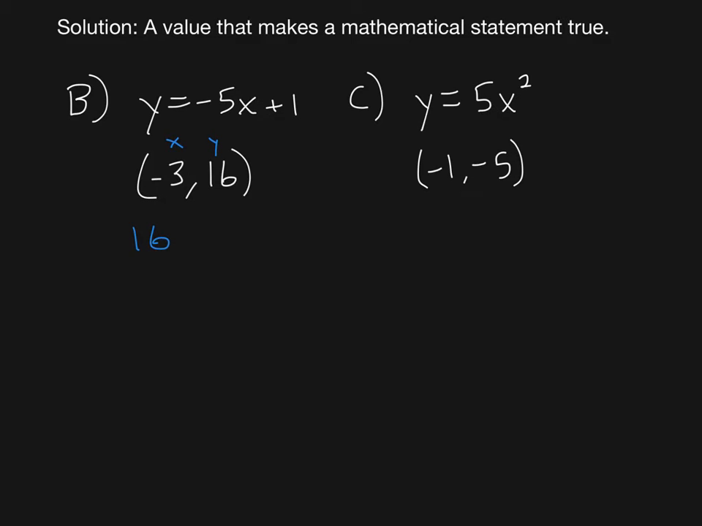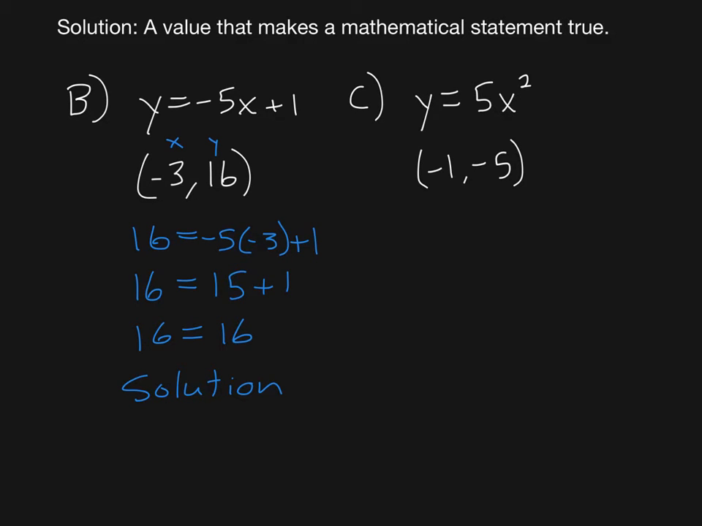We get 16 equals -5 times -3 plus 1. And we want to see if this is true. On the left we have 16. On the right we have -5 times -3. That's 15 plus 1. And indeed we do have 16 equals 16 after we evaluate it. So this is a true equation, which means that (-3, 16) is a solution to that equation.